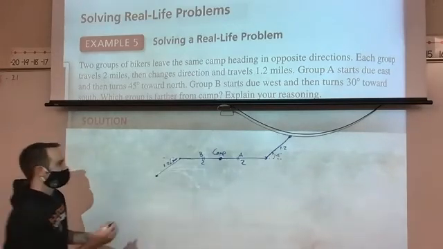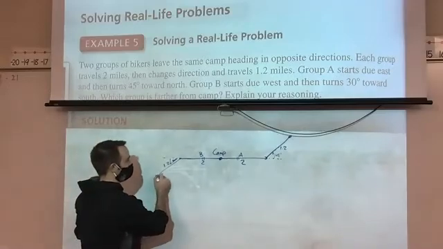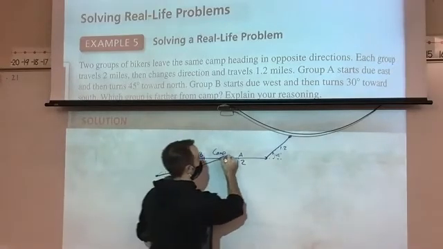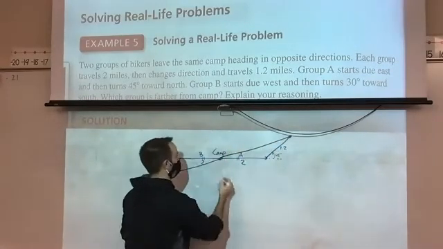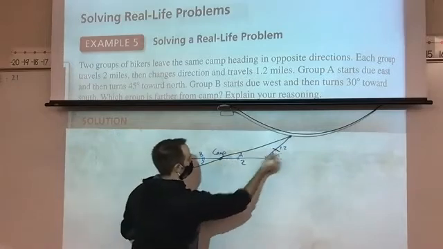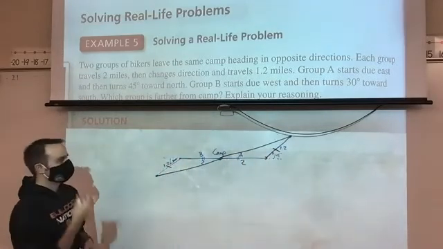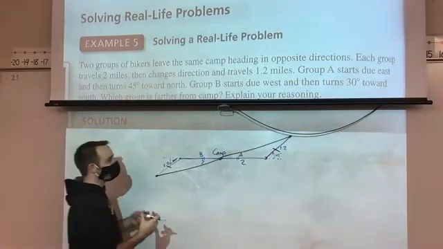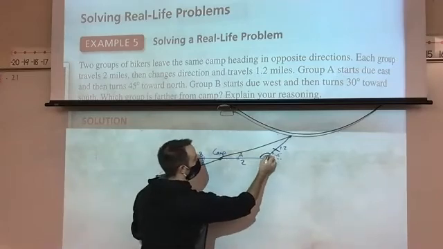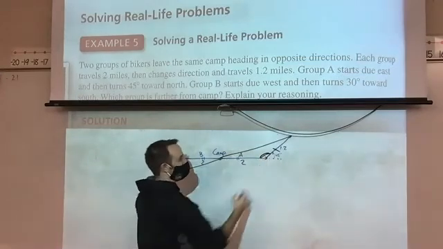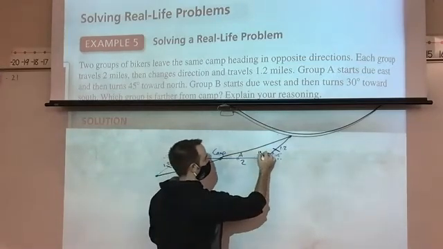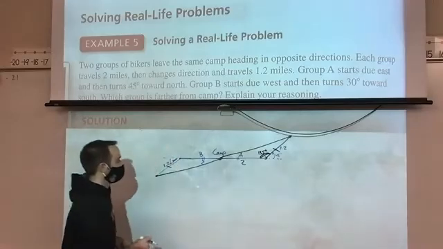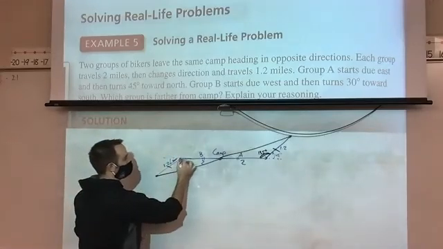So now if we're thinking about how far away they are from camp, we've got these are congruent, these are congruent. So we look at our included angle, our hinge. Here it's 180 minus 45, so our hinge here is 135. Our hinge here is going to be 150.